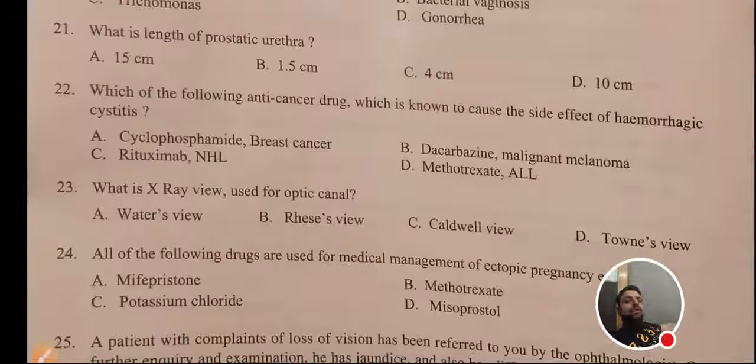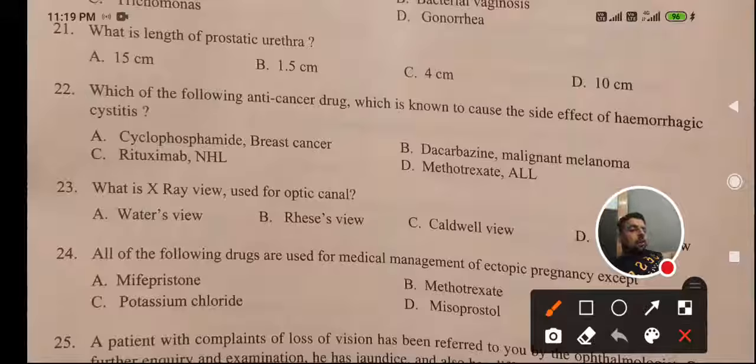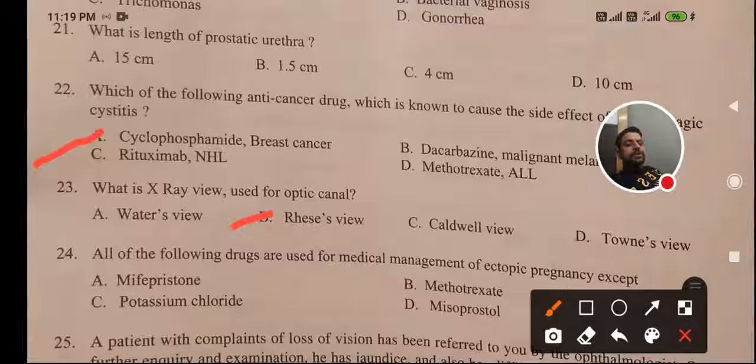Which of the following anti-cancer drugs is known to cause the side effect of hemorrhagic cystitis? If somebody watched my lecture about Hodgkin and non-Hodgkin lymphomas, there I explain the side effects of cyclophosphamide. So cyclophosphamide causes hemorrhagic cystitis. The X-ray view used for the optic canal is the Rhese view. If somebody watched my lecture about paranasal sinuses, there I explain everything. So the answer is the Rhese view.